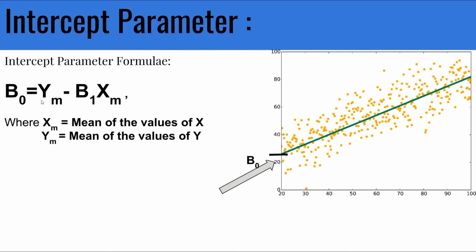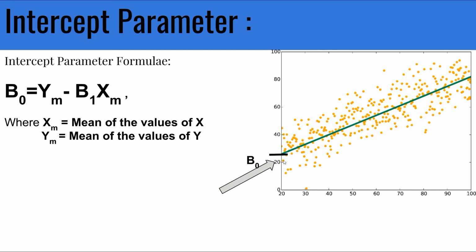Now the intercept parameter is very easy once we've calculated the slope parameter. As we know the basic equation of the line, we can simply put in b1, which we've already calculated, and in place of y and x we replace them by ym and xm, as they are the expected values of x and y. Once we put these three in the equation, we get the value of b naught.